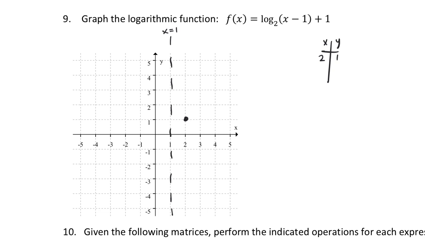So if I want this to equal 2, that means x has to equal 3. So 3 minus 1 is 2. Log base 2 of 2 is 1. 1 plus 1 is 2. And then the next power of 2 is 4. So if I want the whole thing to turn into 4, that means x has to be 5. 5 minus 1 is 4. Log base 2 of 4 is 2. 2 plus 1 is 3.